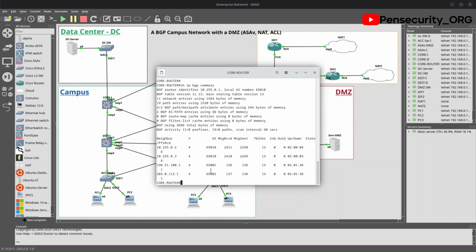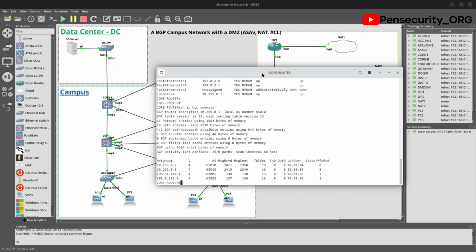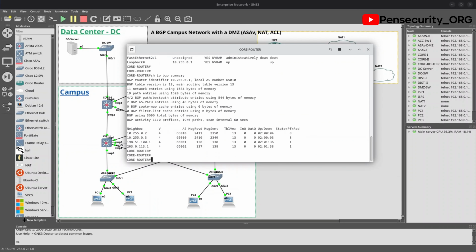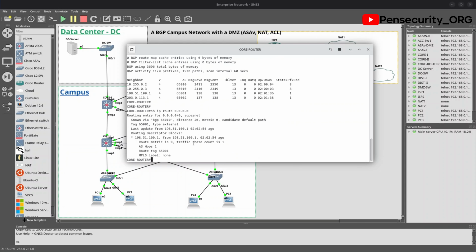Let's try to check the IP route. Let's check the IP routing. So let me just run the code. Just say show IP route. Then say 0.0.0.0. Good.